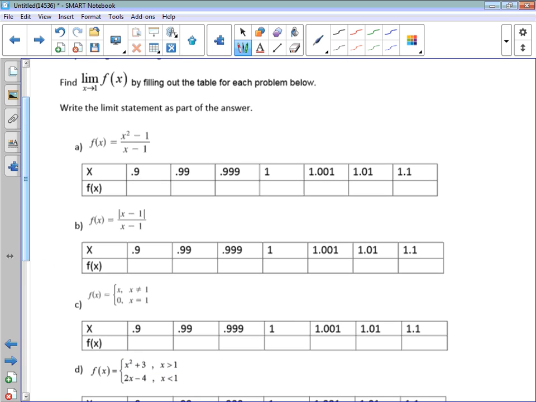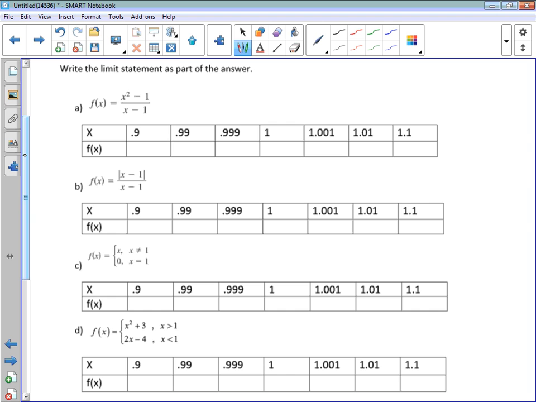All right, we are not going to go through every single one of these table problems because it's not that much fun to fill out the table, really. So let's do the first one together. It says to write the limit statement as part of your answer, so let's set that up. We would say the limit of f of x as x approaches 1. I'm saying 1 because 1 is what's in the middle here that we're finding values left and right of, okay?